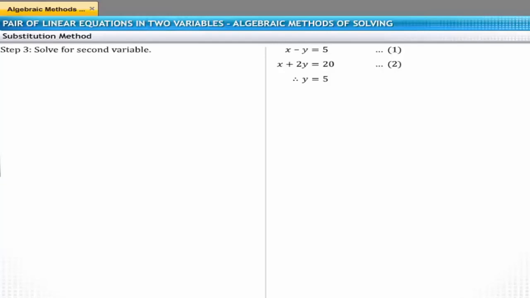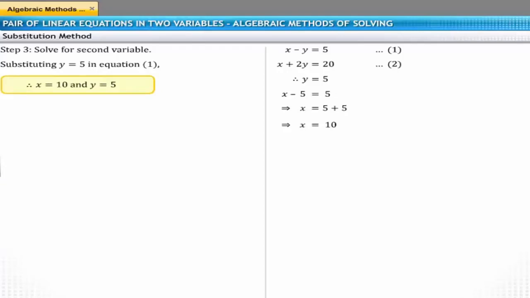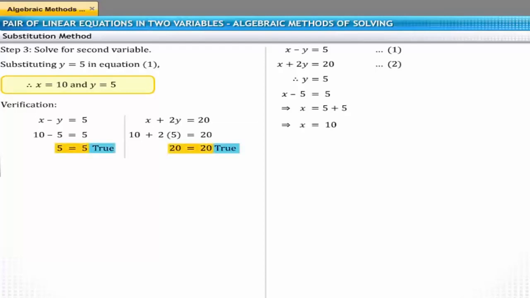In the last step, we can substitute the value obtained of the variable in any one equation to find the value of the second variable. So, here we'll substitute the value of y, which is equal to 5, in equation 1. Let's solve this equation. Hence, the value of x is equal to 10. Therefore, the solution to the given pair of linear equations is x is equal to 10 and y is equal to 5. The solution can be verified by substituting the values of x and y in both the equations. Let's check this out. In equations 1 and 2, substituting x is equal to 10 and y is equal to 5, we can see that both the equations are satisfied.